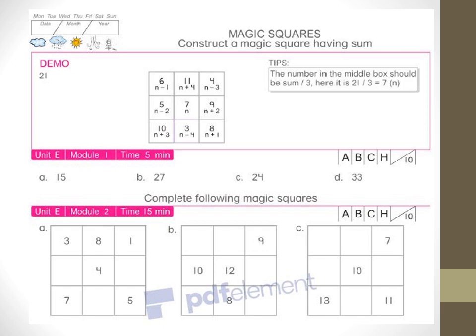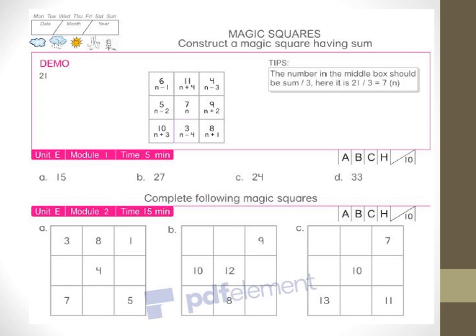module number 1. So the first one is 15. In module number 1 the first question is 15. That means you have to place in the center 15 divided by 3, that is 5. In the second one you will have to place in the middle 27 by 3, that is 9, and so on. Pause the video for 5 minutes and try this yourself. There are 4 questions given here: A 15, B 27, C 24, and D 33. So you have to make 4 magic squares. Try it out yourself.